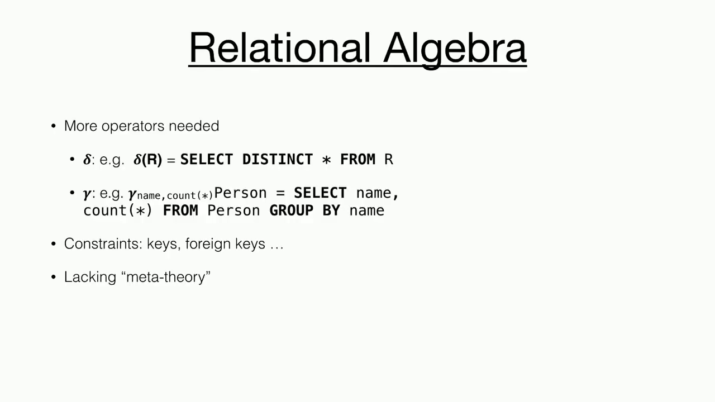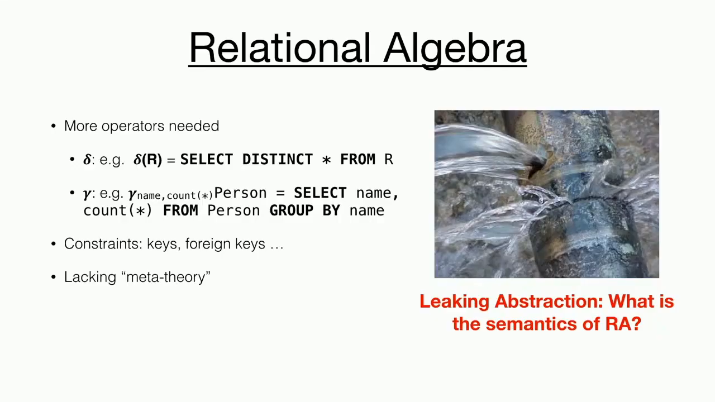In addition, in practice people usually specify constraints, for example keys, foreign keys, et cetera. I think the real problem here is that there is no meta theory for relational algebra. If we are reasoning about the semantic equivalence of two SQL queries, we need such a meta theory. Relational algebra is nice, but I would call this a leaky abstraction, in the sense that: what is the semantics of relational algebra?